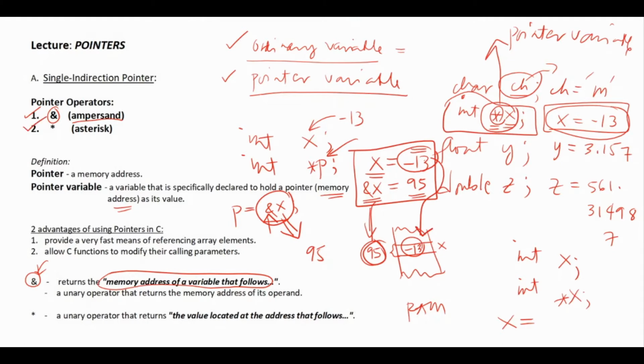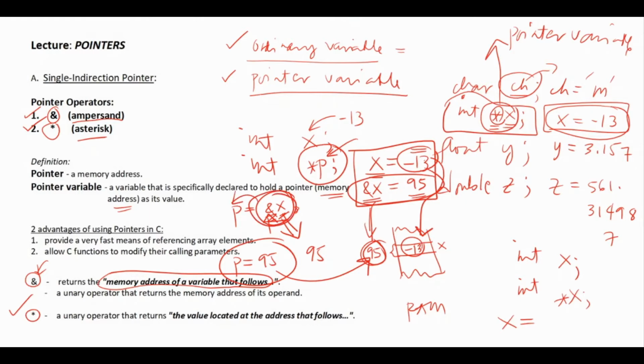The second operator is asterisk, this symbol here. And when you read it, you simply read it as the value located at the address that follows. So being an operator, it has an operand, and the operand is a memory address, like this one that we have declared here, which is p. So when you have assigned p to ampersand x, what is now the value of p? It would be the memory address of x, which is 95. So the value of p is 95, the memory address of x, since you assign this expression to p.